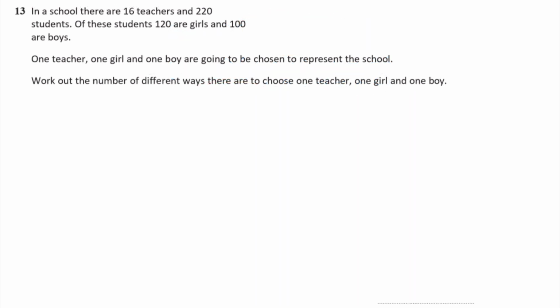Question 13. In a school there are 16 teachers and 220 students. Of these students, 120 are girls, 100 are boys. One teacher, one girl, and one boy are going to be chosen to represent the school. Work out the number of different ways there are to choose one teacher, one girl, and one boy. Okay, so let's just summarize that. We've got teachers, girls, boys. We've got 16 teachers. We've got how many girls? 120 girls. And how many boys? 100 boys. And altogether, does it matter that there are 220? I don't really think so.